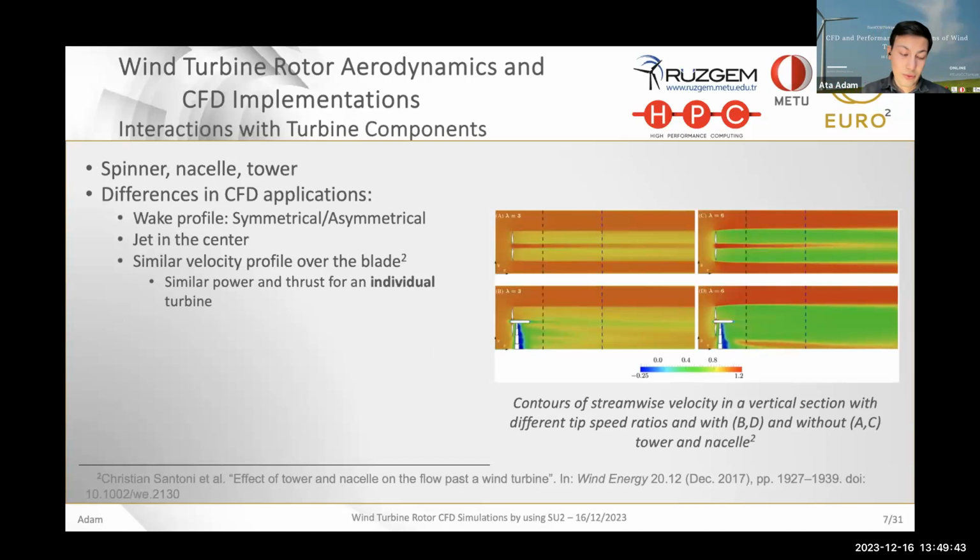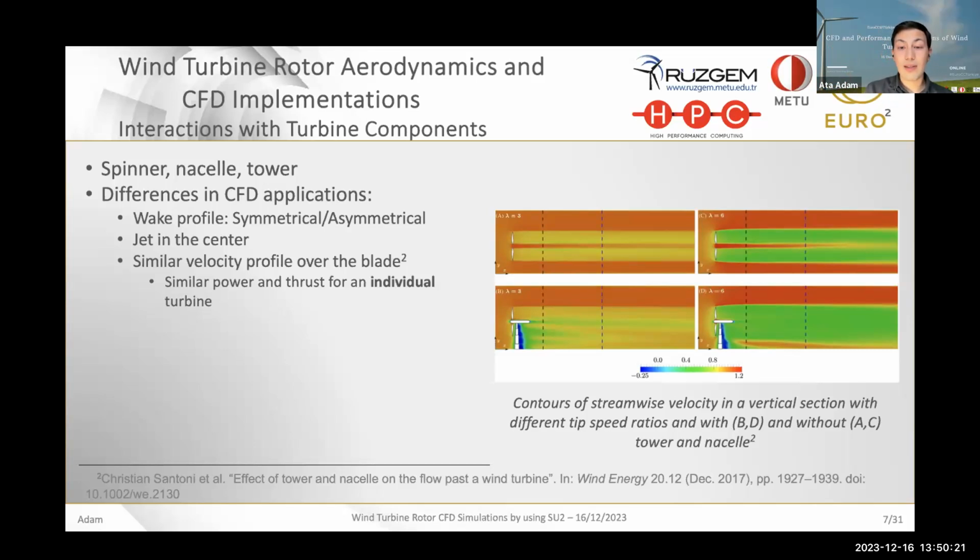So we have the blades as the aerodynamic surface of our wind turbine. We also have additional components like the spinner, just ahead of the blades, connecting them. We have the nacelle, usually downstream, and also the tower. On the right-hand side, you can see the CFD simulation results. At the top, we have only blades, and we have this quite good symmetrical wake profile. We also have this jet in the center due to the lack of any components there, like the spinner or nacelle.